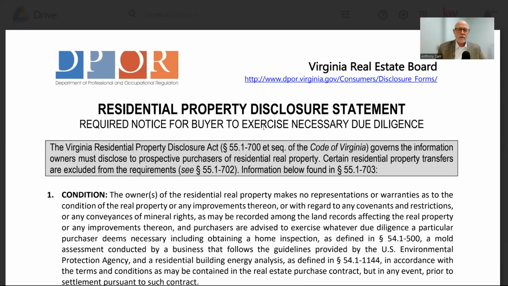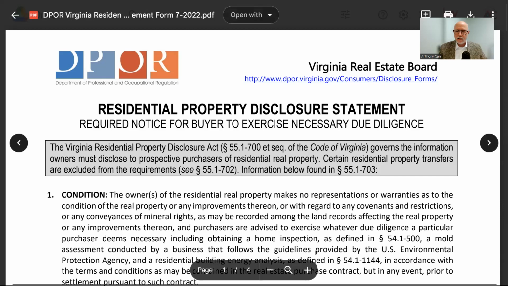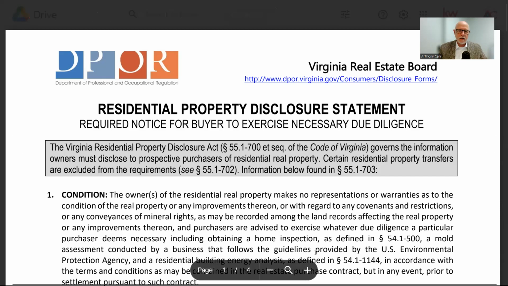It's required with every sale of property in Virginia, except for foreclosures and properties that were inherited. Otherwise, you should be seeing the short form to be signed off by the buyer and the seller, and this long form, which explains everything that needs to be done or that needs to be disclosed per the law.